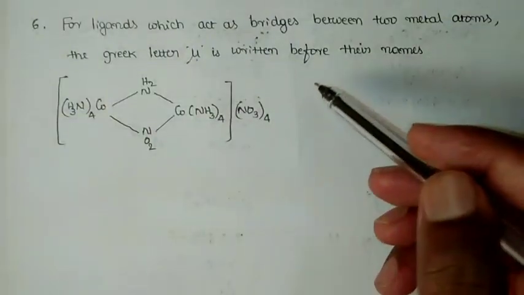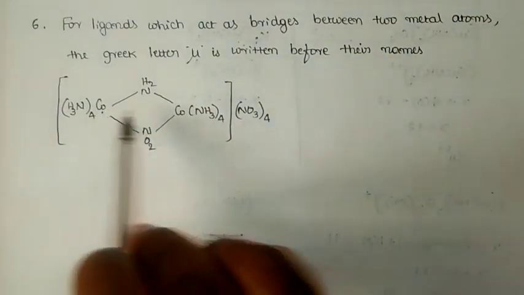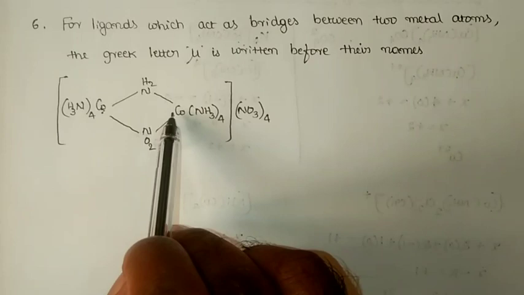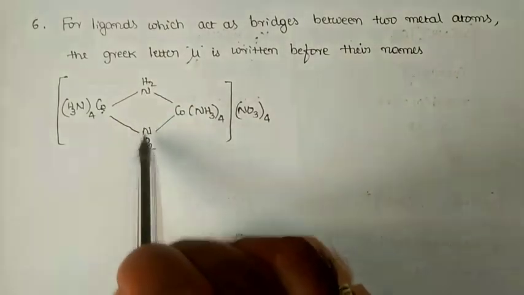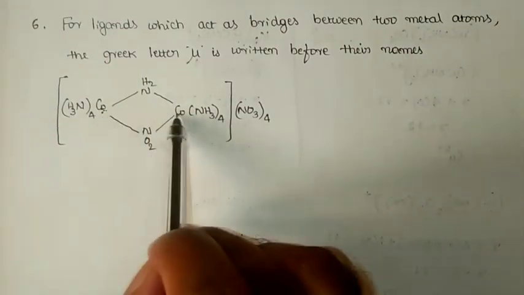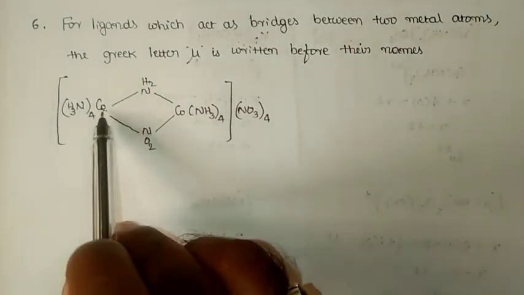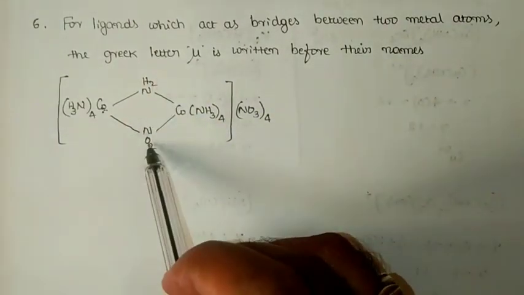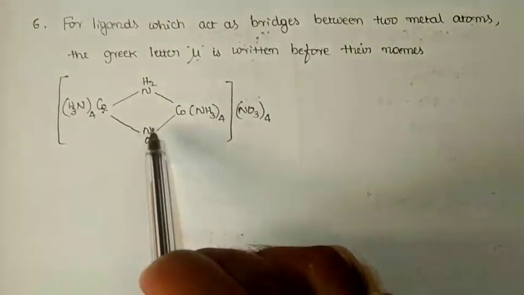Here is a special case of coordination compound. Here you can see we have 2 metal atoms, but there is no direct link between the metal atoms, but they have been joined through the ligands which are acting as bridges between these 2 metal atoms. Sometimes there will be only 1 bridging ligand, and sometimes like this there will be 2 bridging ligands.